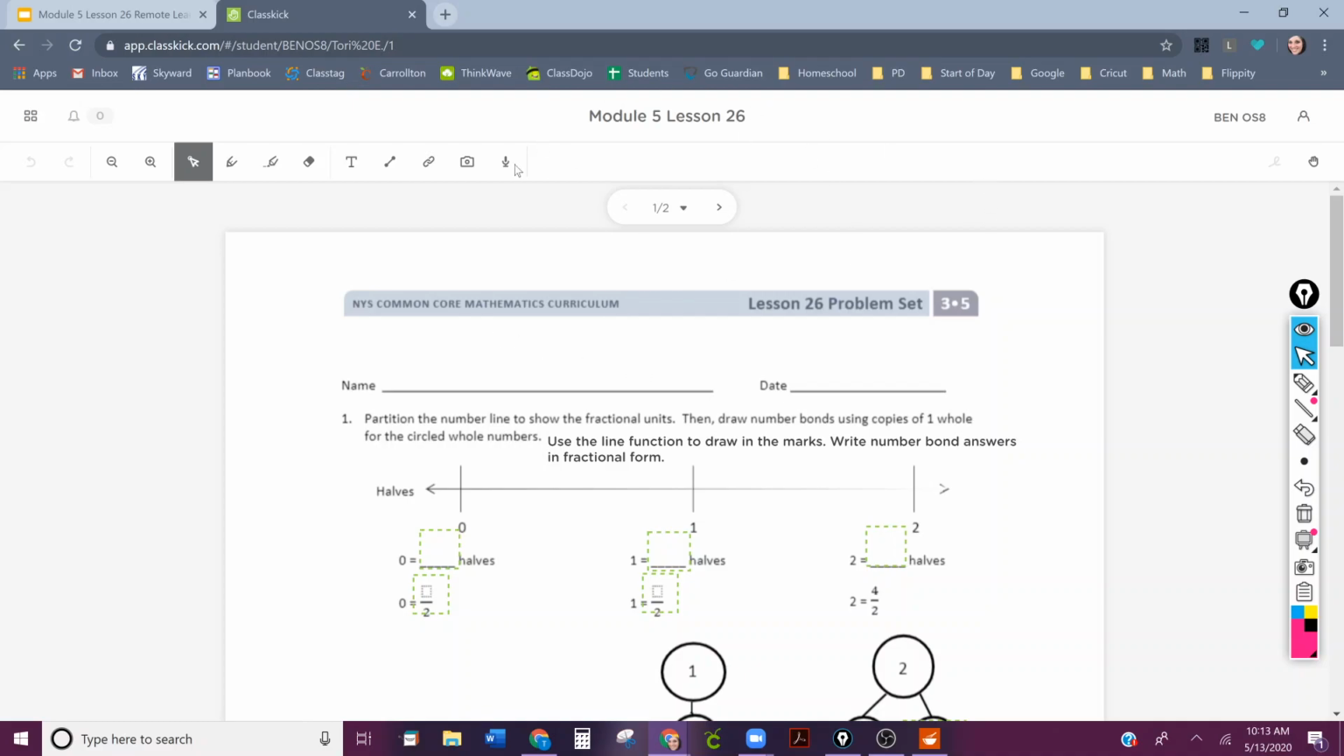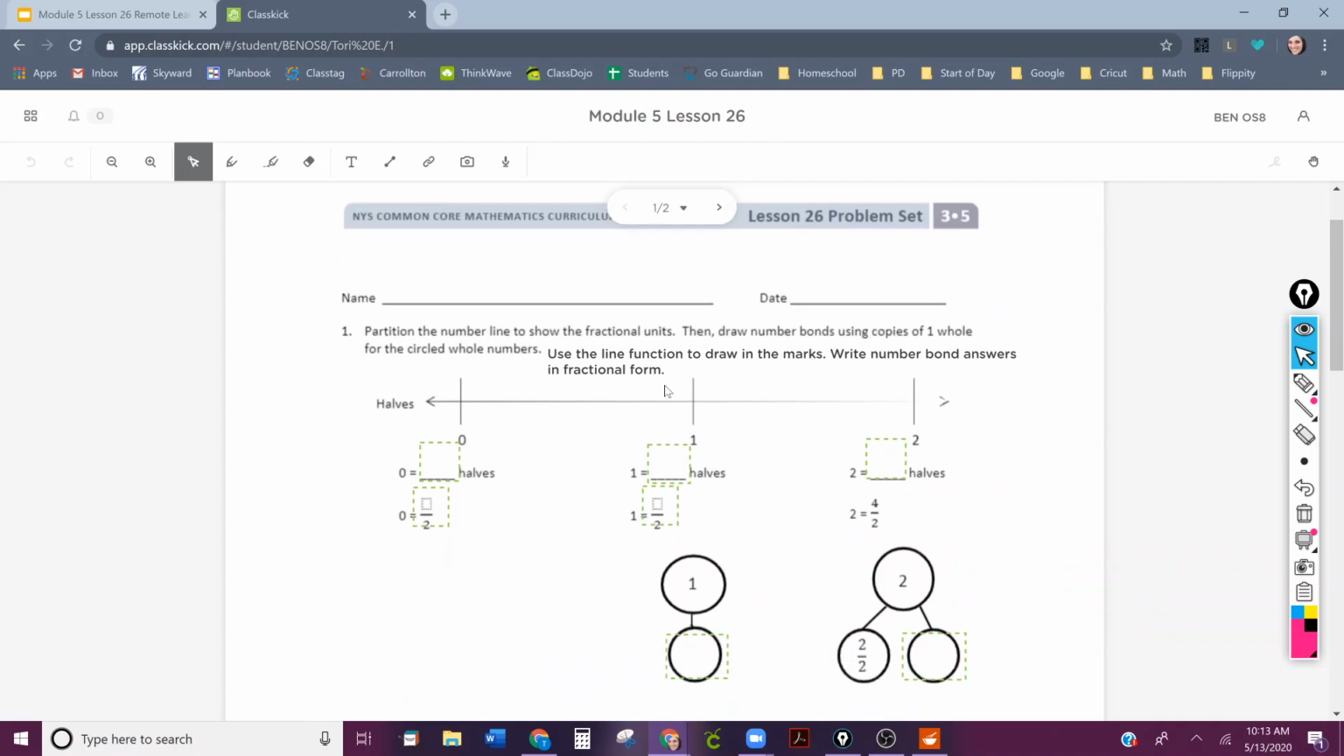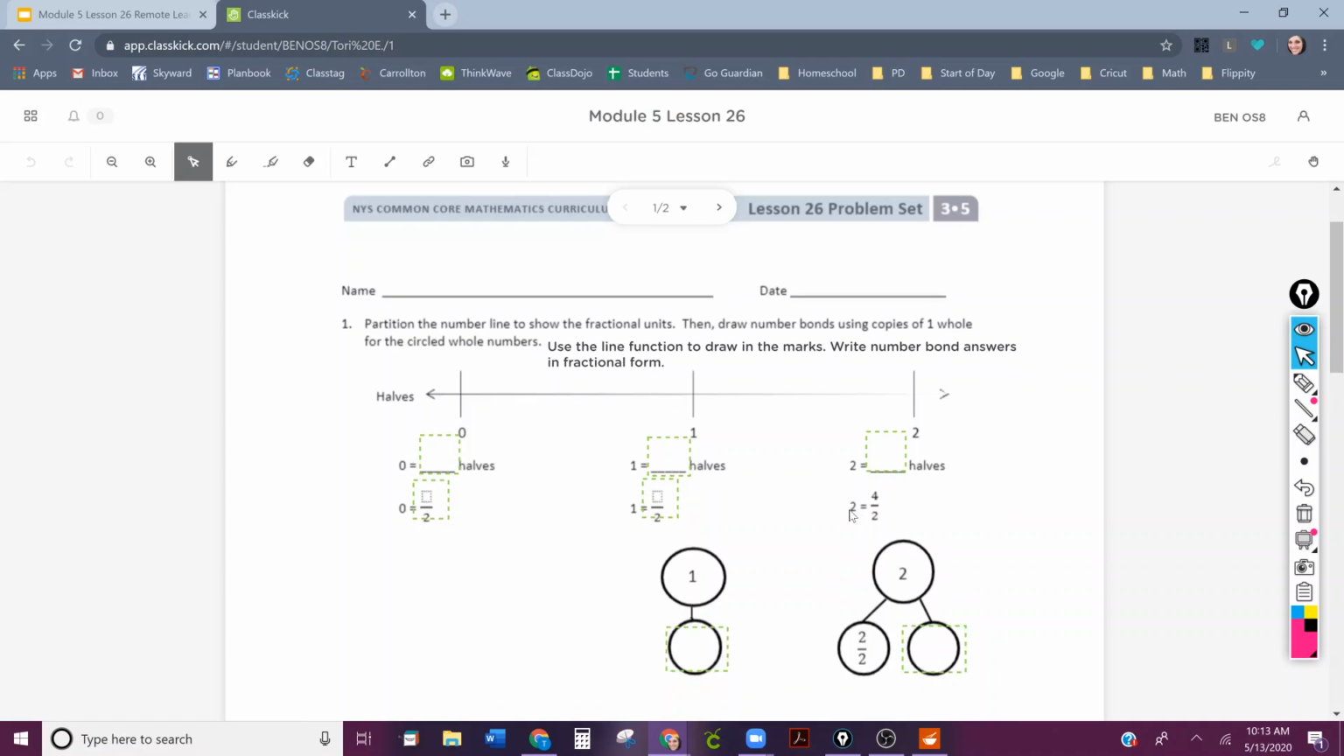All right, so we are on Module 5, Lesson 26, and it says, partition the number line to show the fractional units. Okay, so first we've got a number line, and it wants us to partition or break it up into parts. Then draw number bonds using copies of one whole for the circled whole numbers. So they kind of broke that down for us. Here under 0, obviously there's no number bond because you have nothing. For 1, there's one whole, and we have one piece because there's only one piece in one whole. And here we have 2 wholes, which means we needed 2 pieces. Okay, so they did that part for you on the first one.